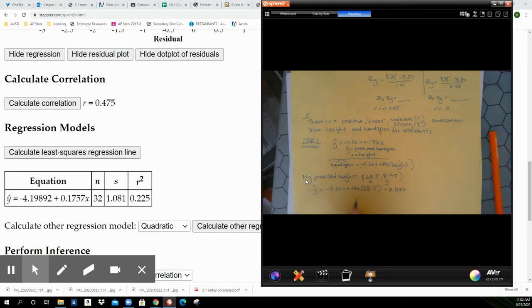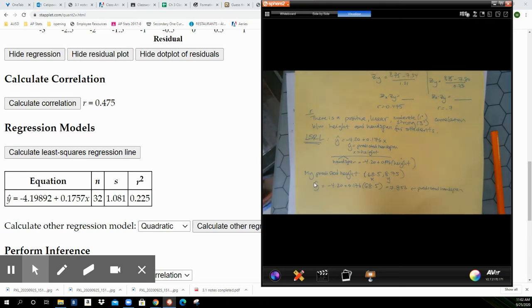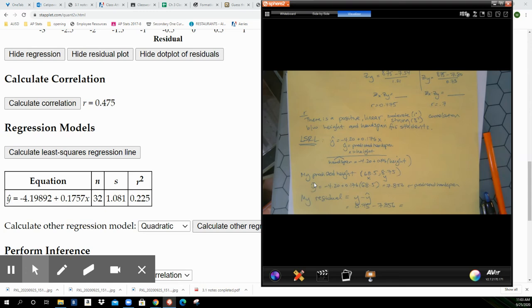So my predicted handspan, and then my next job is to find my residual, which is going to be y minus y hat. So my actual handspan minus what the line said my handspan ought to be based on my height. And the idea with that one is I'm going to have a positive residual. Like I said, I think I have a pretty large handspan for my height.